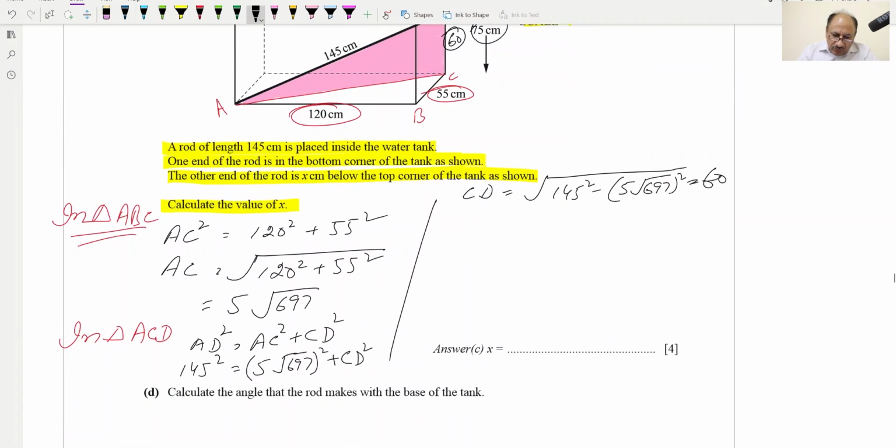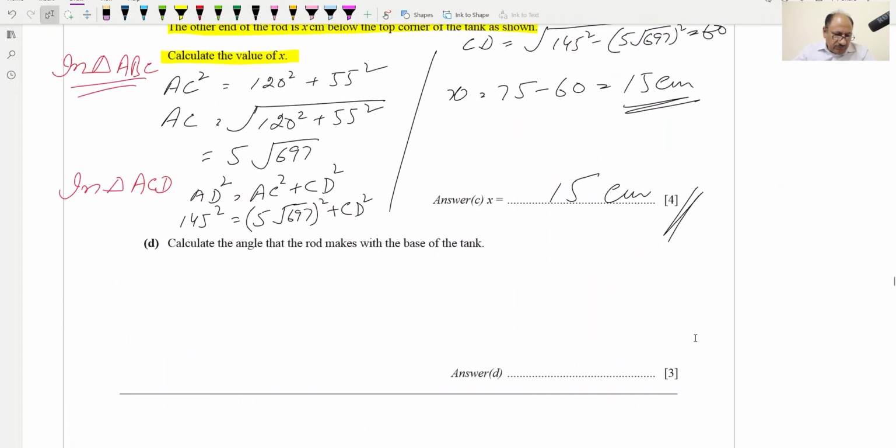So x value will be equal to 75 minus 60, which is equal to 15, and this will be in centimeters. So 15 centimeters. Centimeters you will have to mention, and this will be a 4 marks question which we are done.